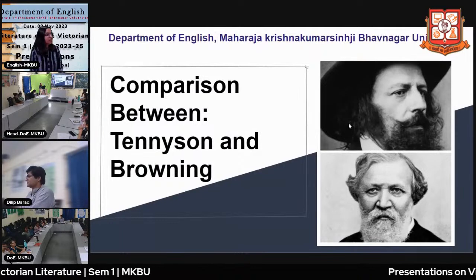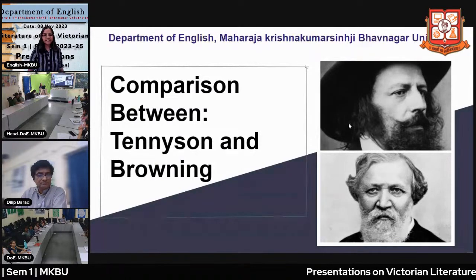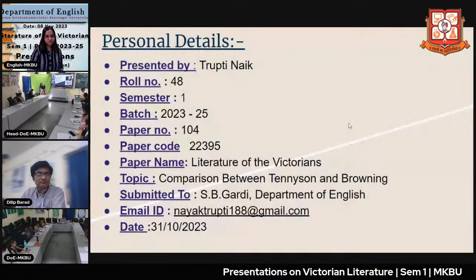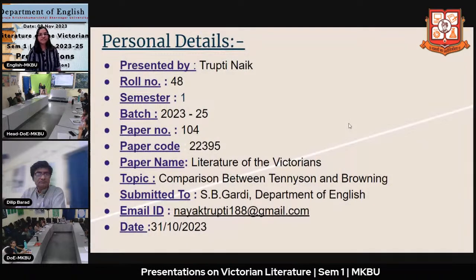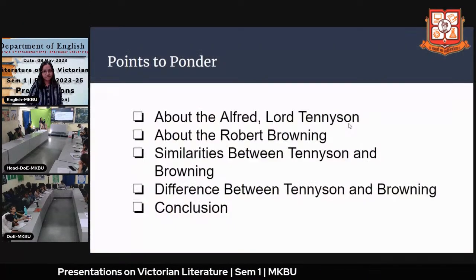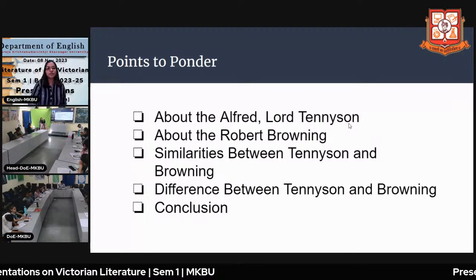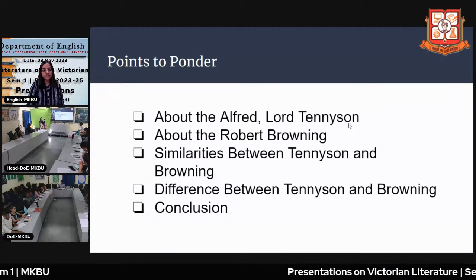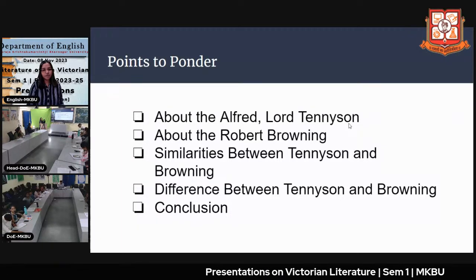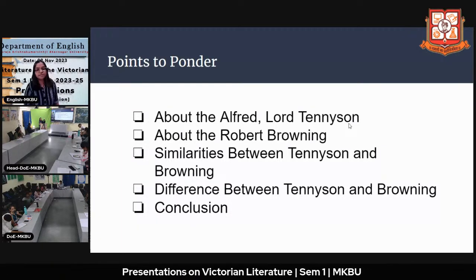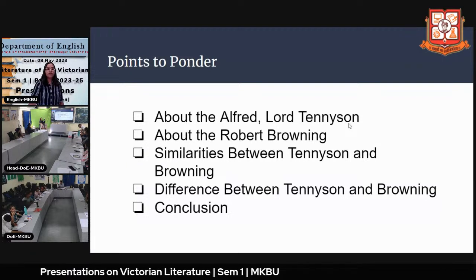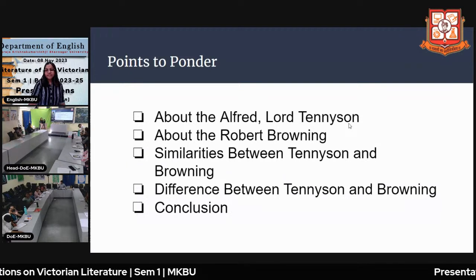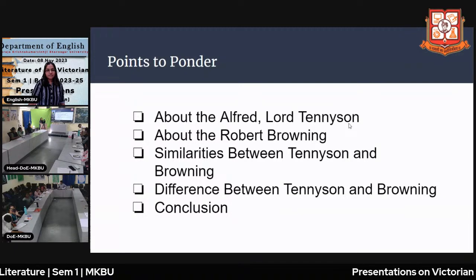Today my topic is a comparison between Tennyson and Browning. This is my personal details. This is points to ponder. So the first one is about Alfred Lord Tennyson. The second one is about Robert Browning. The third one is similarities between Tennyson and Browning. Then differences between Tennyson and Browning, and in the last there is a conclusion.